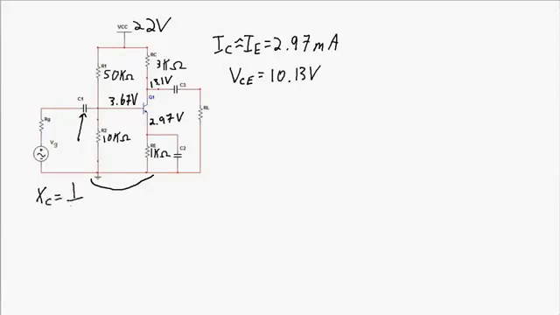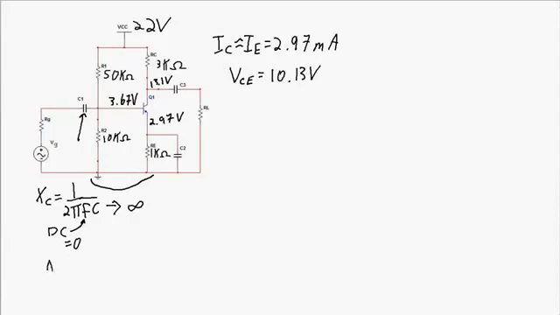is, well, the reactance of any capacitor is 1 over 2 pi times the frequency of the signal times the capacitance. So at DC, the frequency there is 0. So what that means is the reactance of the capacitor is going to approach infinity. So it's effectively an open circuit.